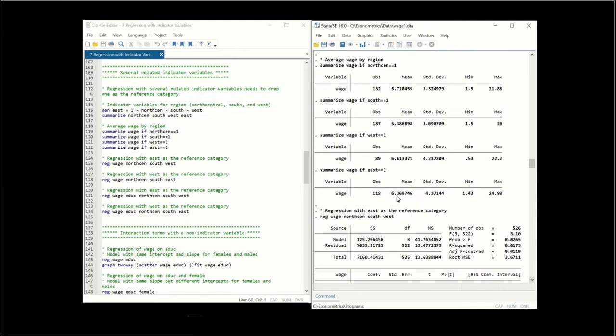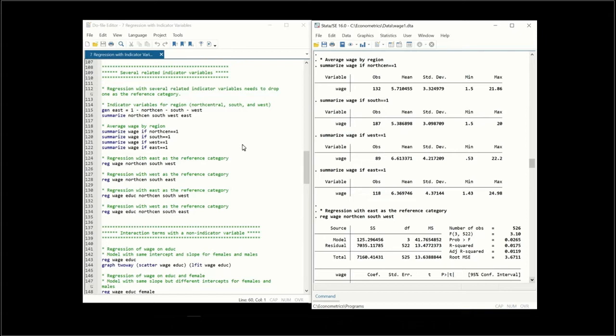So notice one thing is that the wage in the west is the highest amongst the four wages, and then it's followed by the wages in the east, by the south, I'm sorry, by the north central region, and then the south are the lowest wages.